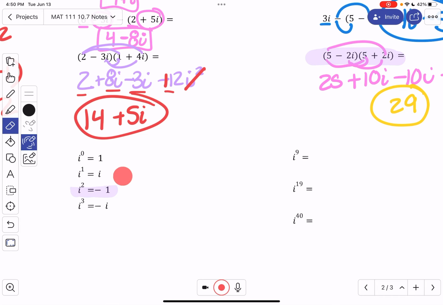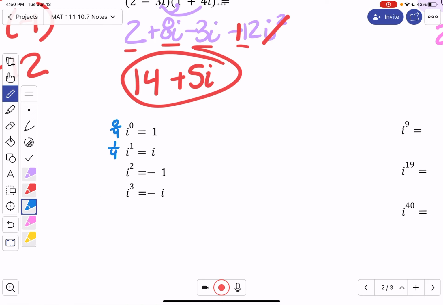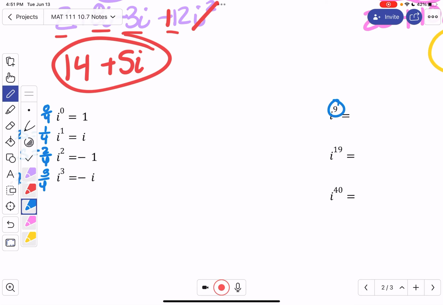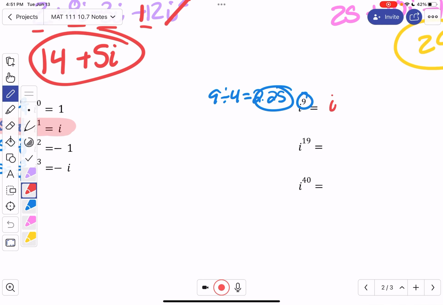So you can simplify any power of i by dividing by 4 and figuring out which of these it is. So 0 is like 0/4 or no decimal. 1 would be like 1/4 or 0.25. 2 is 2/4 or 0.5. And 3 is 3/4 or 0.75. I'll show you what I mean. Take this exponent, 9. 9 divided by 4 is 2.25. The decimal is 0.25, which is this one here. So i to the 9th is going to equal the same as i to the 1st, which is i.